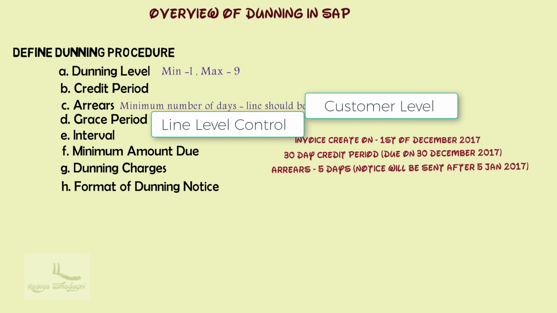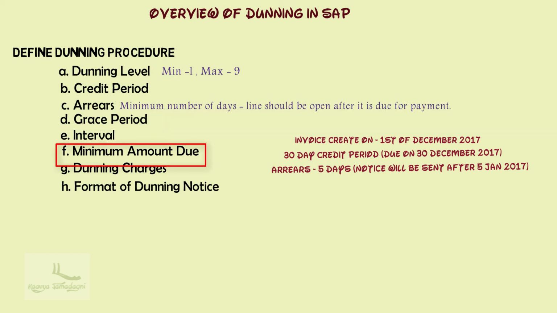If we have defined multiple dunning levels, then we also have to define the interval between one dunning notice and another. Then we define the minimum amount due, that is, what should be the minimum amount due from the customer to generate the dunning notice. Then we also have the option to set the dunning charges, that is the late payment charges. The charges can either be a fixed amount or a percentage of the total due.